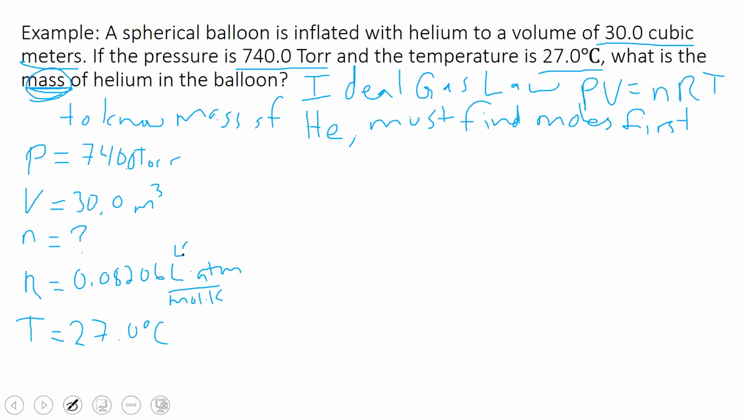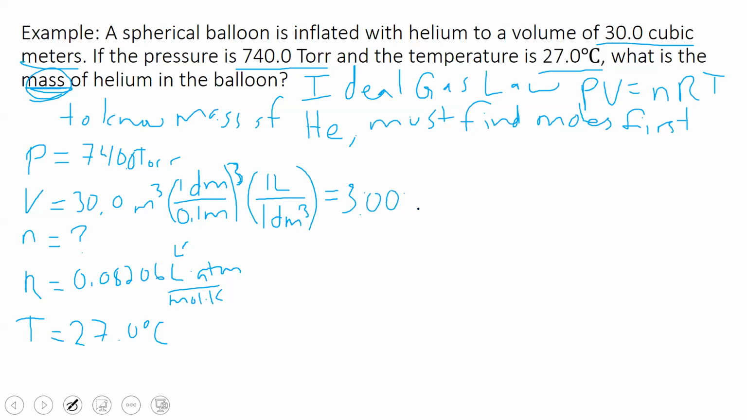So we need to get the volume into liters. The volume is 30 cubic meters. We need to change meters into decimeters, because a liter is 1 cubic decimeter. To get from meters into decimeters, 1 decimeter is 0.1 meters, and I have to cube that whole thing. Then I know that 1 cubic decimeter is 1 liter by definition, and that's one you should know by now. Then you get a volume of 3.00 times 10 to the 4th liters.